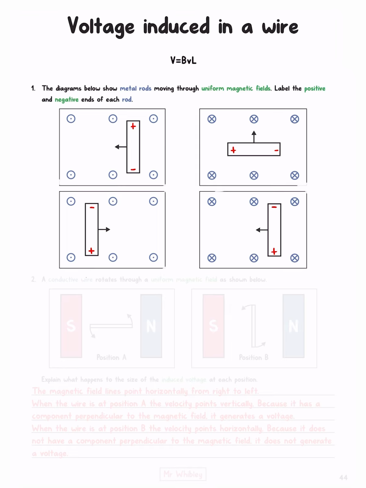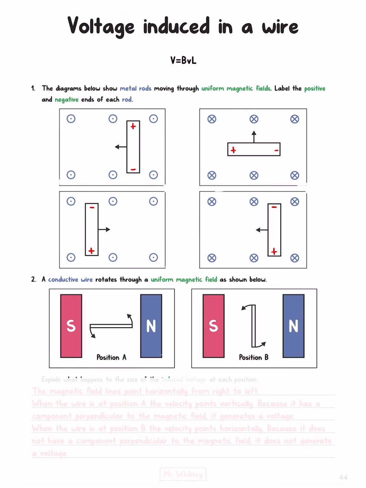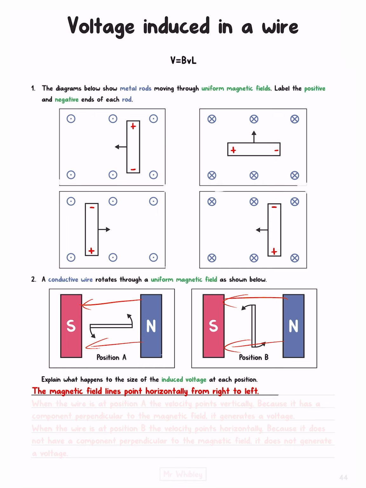Question 2. A conductive wire rotates through a uniform magnetic field as shown below. So we have our position A and our position B. So our conductive wire is rotating like this. Explain what happens to the size of the induced voltage at each position. The magnetic field lines point horizontally from right to left. Our magnetic field lines always point towards south, and so they point towards the left.